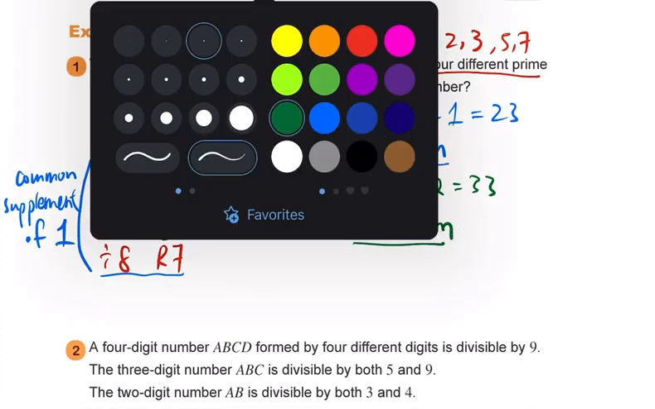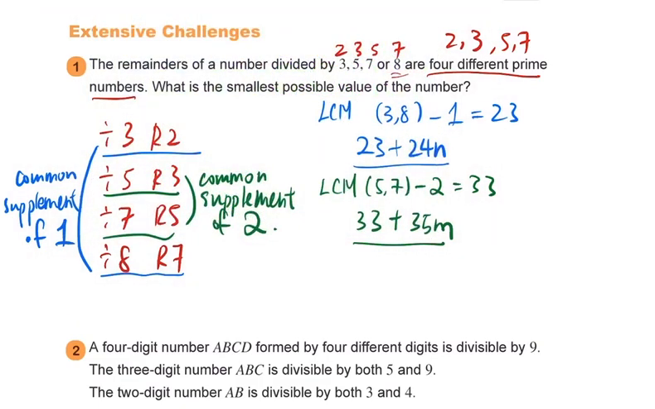All right, so n and m are both variables that are going to be non-negative whole numbers. Our next step is to equate these expressions, because these two numbers are essentially the same number if I want that number to fit all these requirements. So we can say that 23 adding 24n is equal to 33 adding 35m.